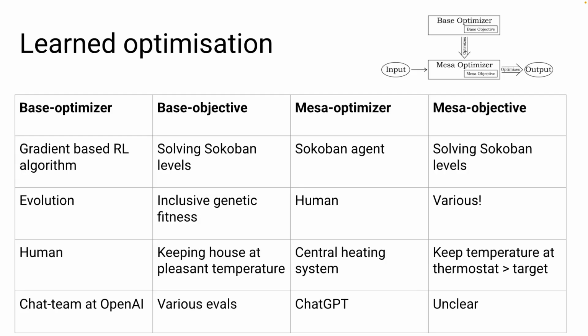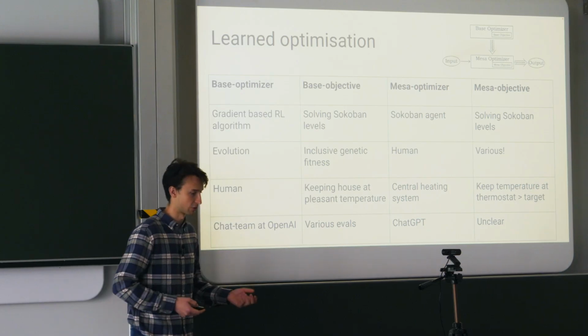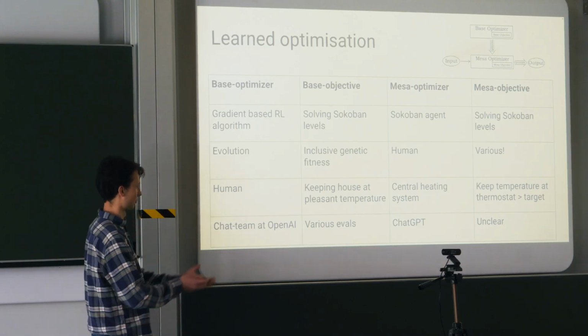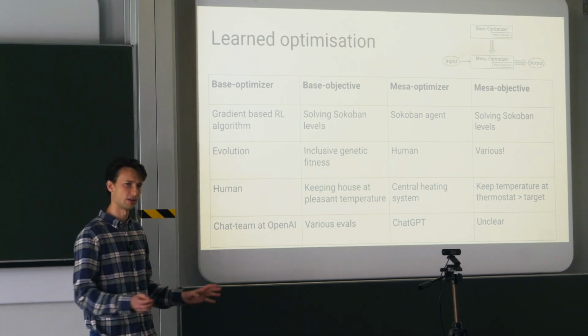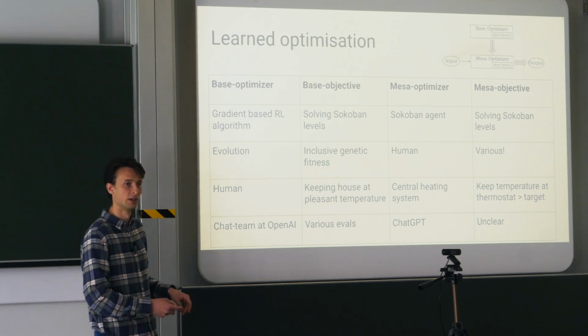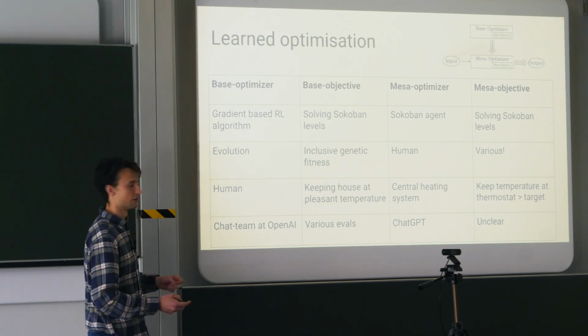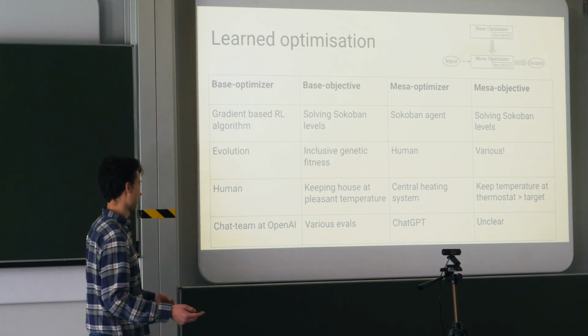Another example might be a human who wants to keep their house at a pleasant temperature. So they get someone in to build a central heating system, and the central heating system can be viewed as an optimizer. But what does it do? It doesn't necessarily keep the whole house at a certain temperature. It just keeps the temperature near the thermostat above a certain threshold. It's not quite capable enough to do what the human wants, but it's probably a good thing.